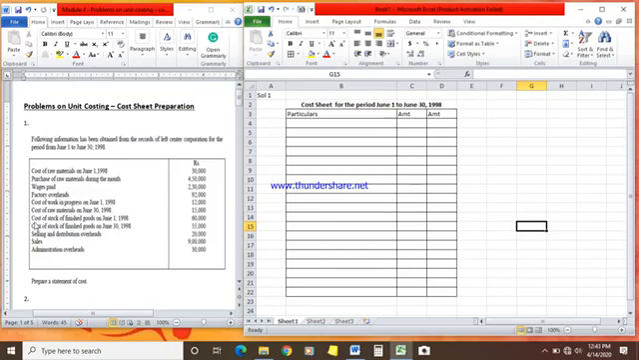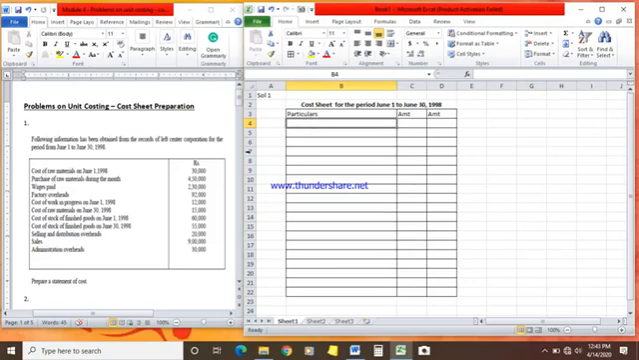Then the cost of stock of finished goods, opening and closing: again these two adjustments we are supposed to do in the administrative overhead section. Then finally, selling and distribution overhead is represented in the selling and distribution section, and finally sales. So with this background, let's start recording the information.